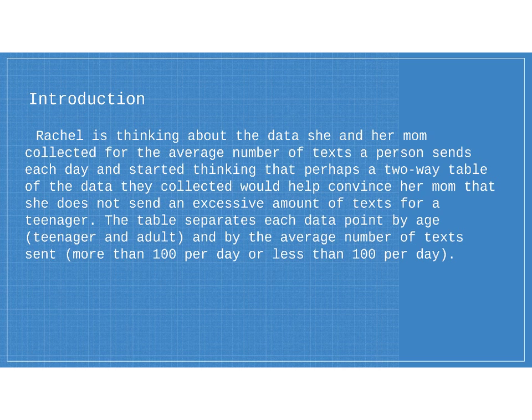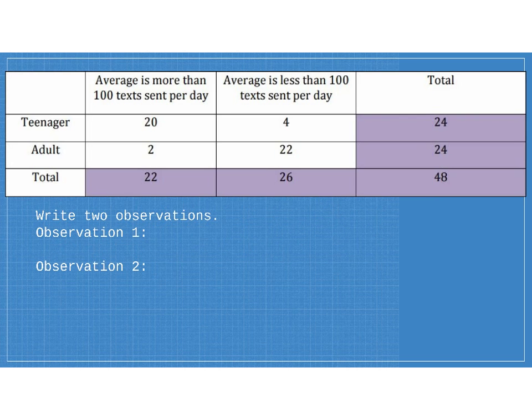The table separates each data point by age, teenager and adult, and by the average number of texts sent, more than 100 per day, less than 100 per day. So here's our two-way table for those texts. We have our outer portion, which you remember from the last section, so we call our marginal frequencies. And then our inner portion is what we call our joint frequencies.